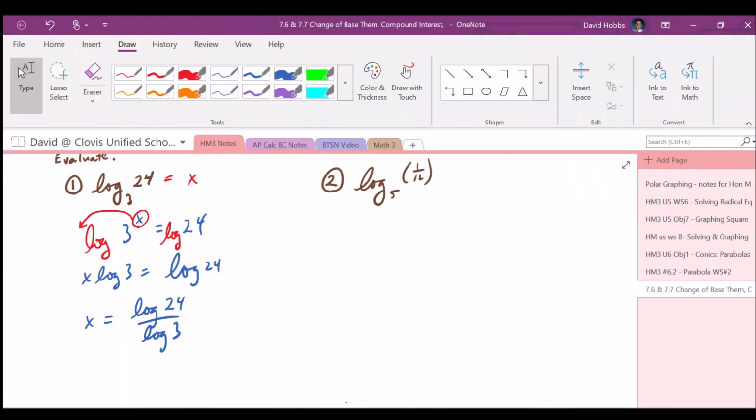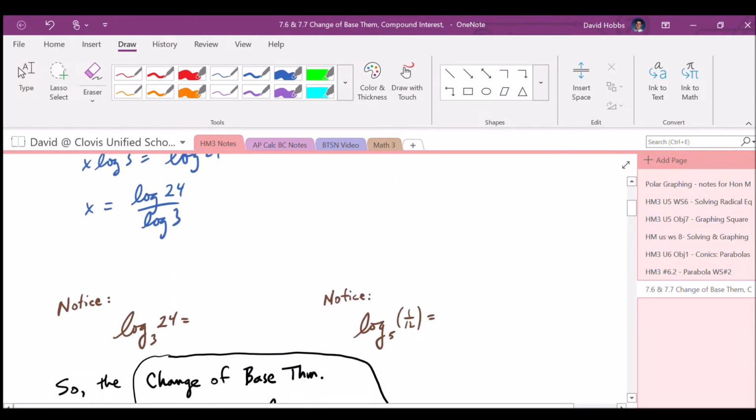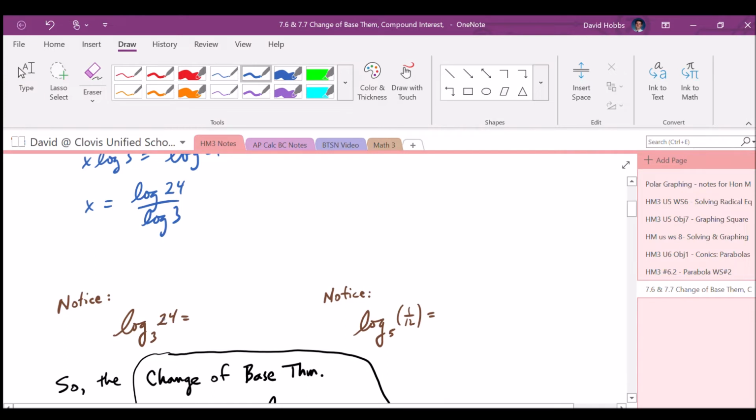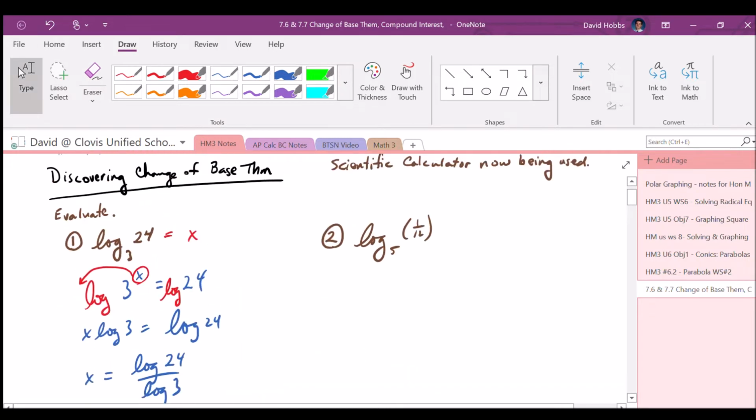Now, we are trying to notice a pattern here so that we don't have to keep showing a whole bunch of work to know what to plug into a scientific calculator. So we're supposed to be noticing that log 24 base 3 became log 24 base 10 over log 3 base 10. Okay? And so we want to notice that. Okay, let's try one more of those.